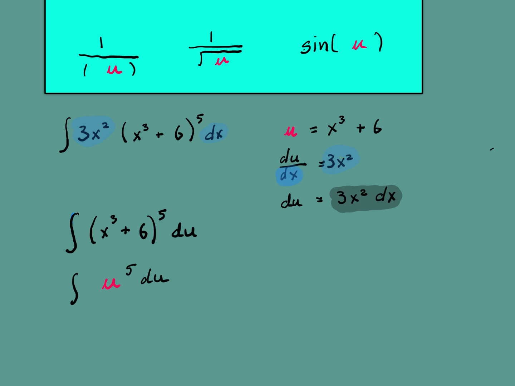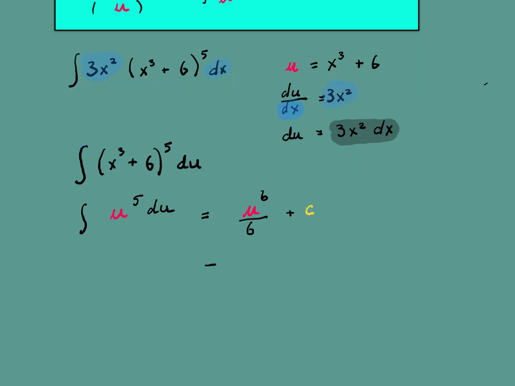Now you can certainly integrate that. So integrating that means that we increase the exponent up to 6. So it'll be u to the power of 6 over 6. And because this is not a definite integral, it's an indefinite integral, we need to add a constant of integration in here.